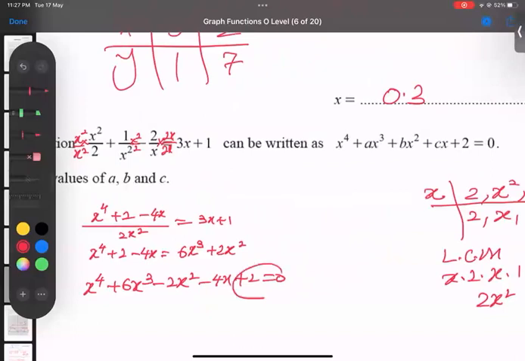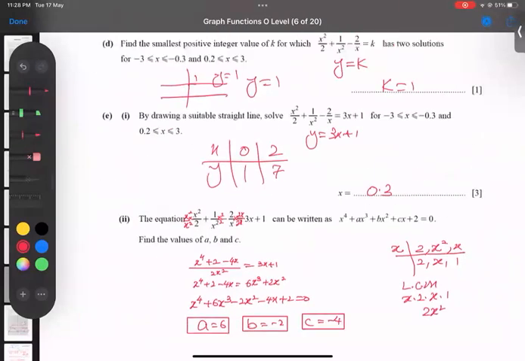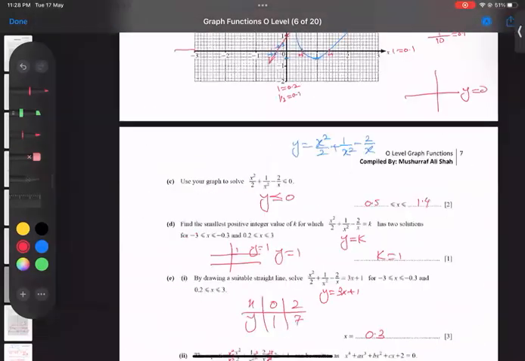And now see, plus 2 equal to 0, they match. X power 4 matches. So x to power 3 has coefficient 6 and here a, so I can say a is equal to 6. And x square is negative 2, here b, so b is equal to negative 2. Okay, x coefficient is minus 4, here c, so c is equal to negative 4. And Alhamdulillah Rabbil Alameen, we have done the whole question. And I hope the concept is very, very clear.